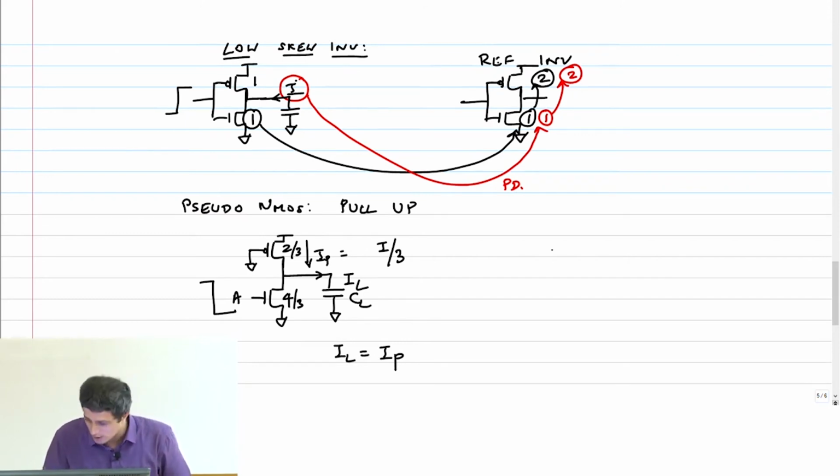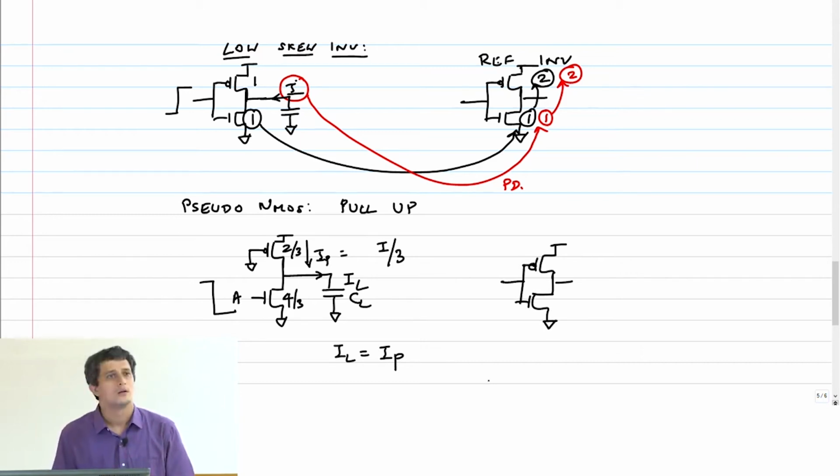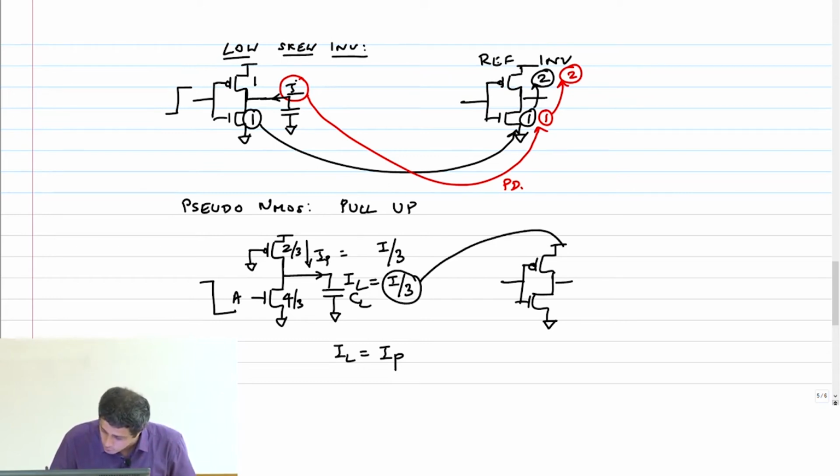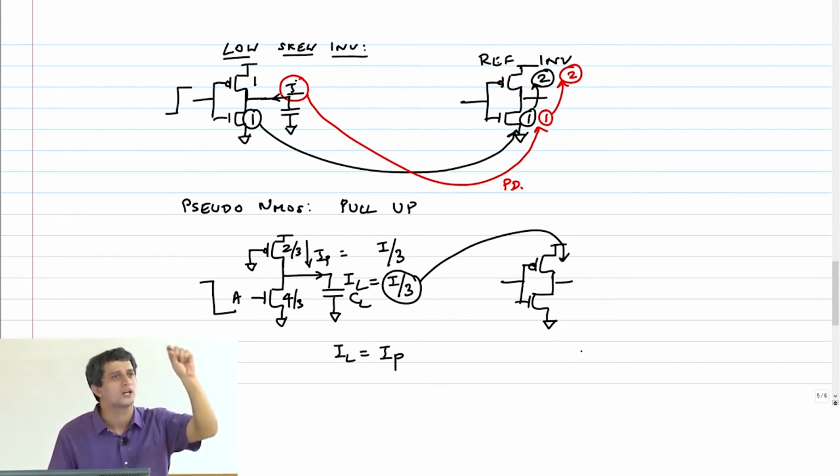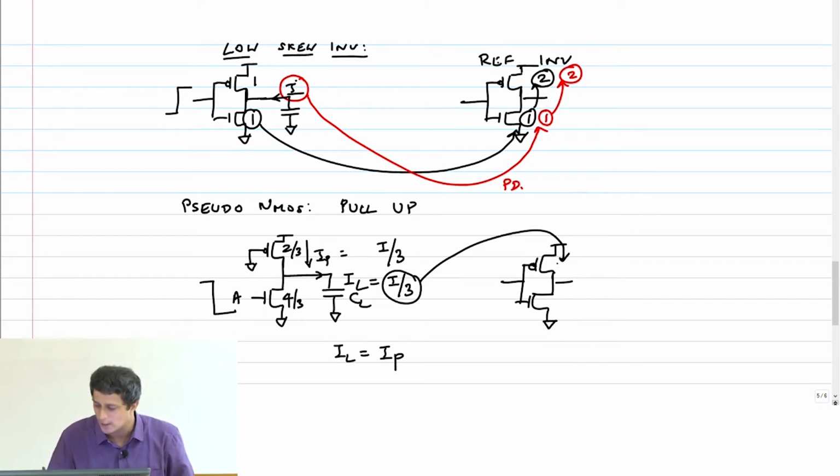Therefore, when I now construct my reference inverter, what do I say? This is equal to I by 3. I am saying this value has to appear here. It must be compared to a reference static CMOS inverter such that the PMOS transistor provides a current of I by 3. How will you get I by 3 if the size is 2 by 3? And therefore, if that's 2 by 3, this has to be 1 by 3.